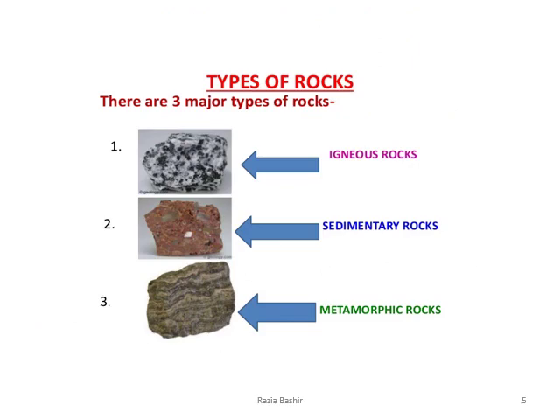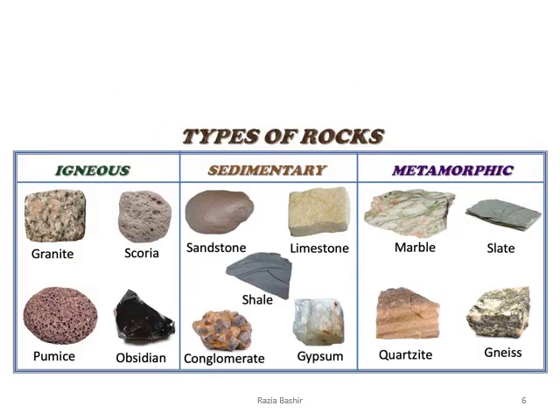Rocks are divided into three main families which are based on how they are formed. We have the igneous rocks, the sedimentary rocks, and the metamorphic rocks. Each group of rock contains a collection of rock types that differ from each other on the basis of their size, their shape, and arrangement of mineral grains. As the classification of rocks is based on the process how they are formed.